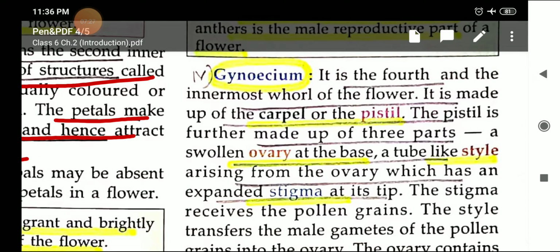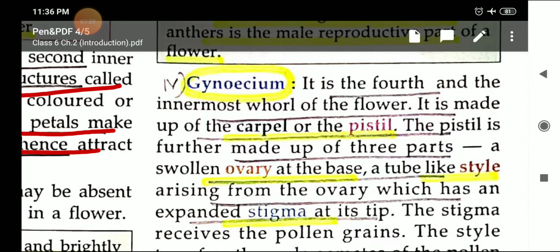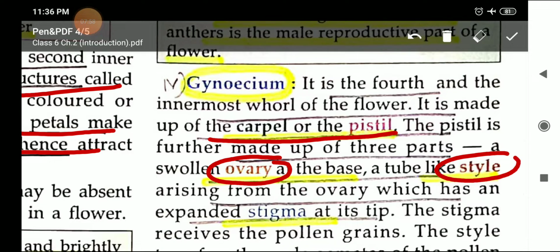The fourth very important and the innermost whorl of the flower is gynoecium, which is made up of carpel or pistil. Now that means the singular is carpel or pistil, and the collection or group of carpels or pistils is known as gynoecium. Each pistil or carpel has three parts: the swollen base known as ovary, the tube-like stalk known as style, and the sticky tip known as stigma. So these are the three parts of carpel or pistil: stigma, style and ovary.